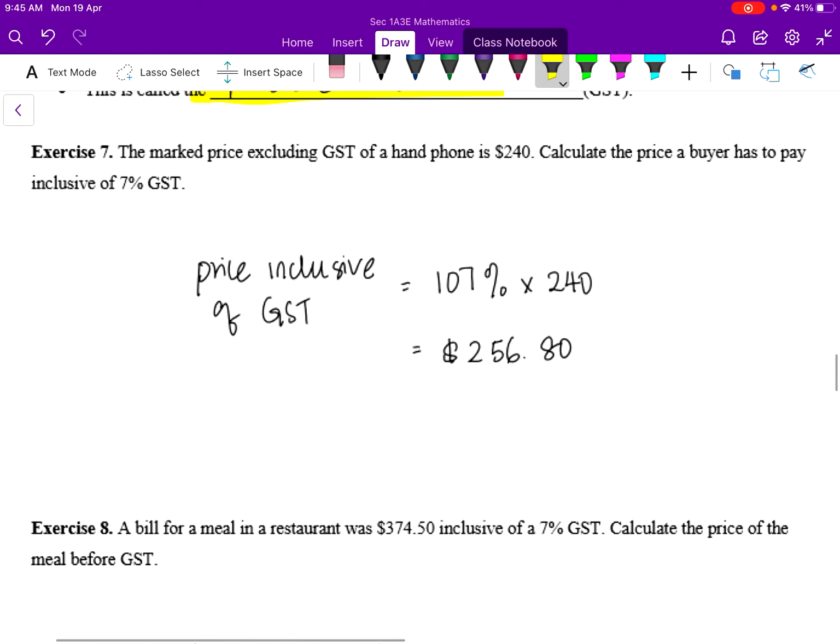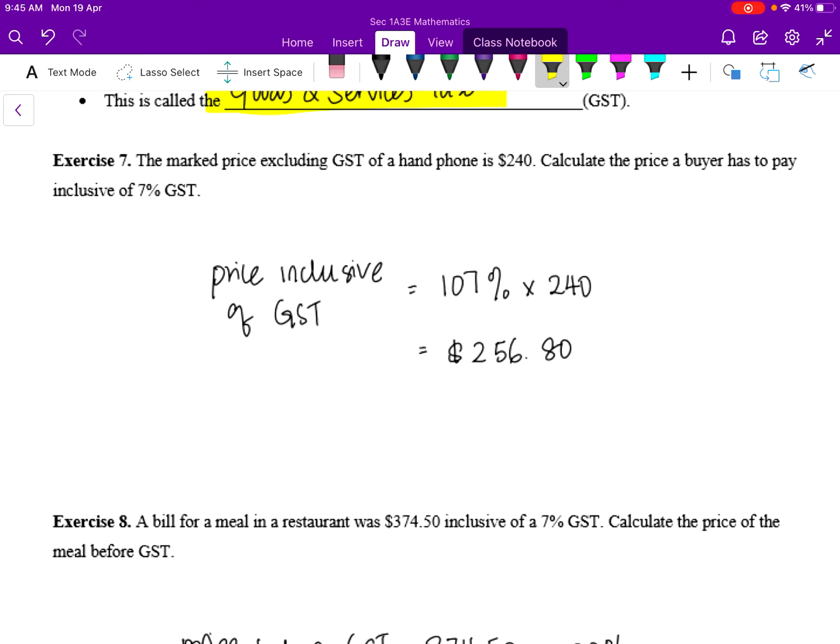Okay, so the marked price. Marked price is what is shown on the price tag, because they mark it out to be as such. So that is $240. So calculate here what he has to pay if inclusive of 7% GST. So our original is the $240. That is our 100%. So 100% representing $240, so 107%, which is including GST, will now be 256.80. You can do these kind of calculations yourself every time you go out or you buy stuff. Okay?